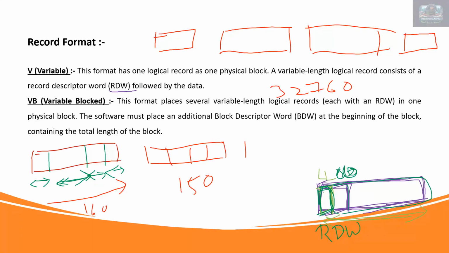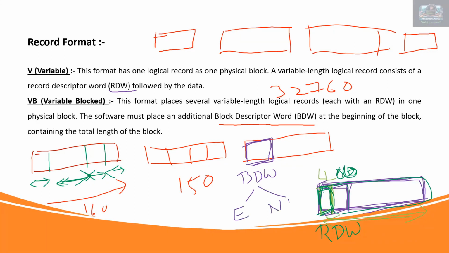Here we have another parameter called the block descriptor word, which is again 4 bytes. The first 4 bytes of a block will be a BDW, of which we have two types: extended and non-extended. In extended, the first byte will be 0, the next 2 bytes will be the block length, and the last byte will be all zeros. In non-extended, the first byte will be 1, and the next bytes will be the record length.